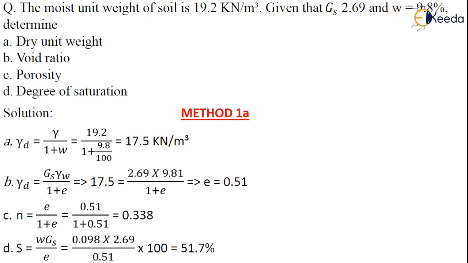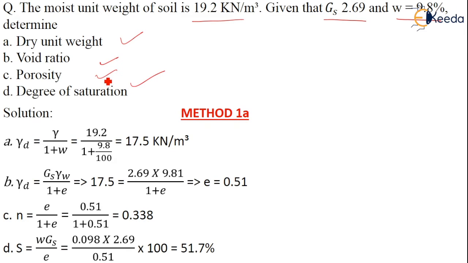Coming to the problem, he gave the moist unit weight of the soil as 9.2 kN/m³. He also gave the specific gravity, that is Gs equal to 2.69, and the moisture content as 9.8%. We have to determine the dry unit weight, void ratio, porosity and degree of saturation.